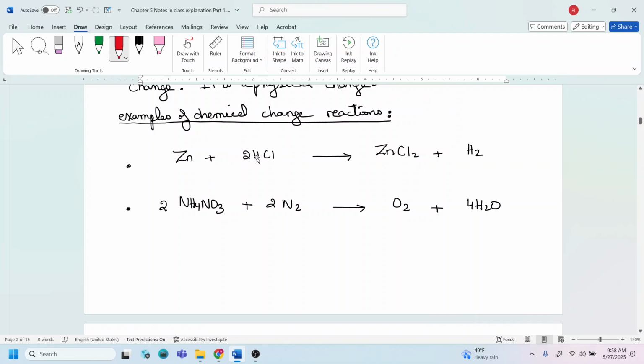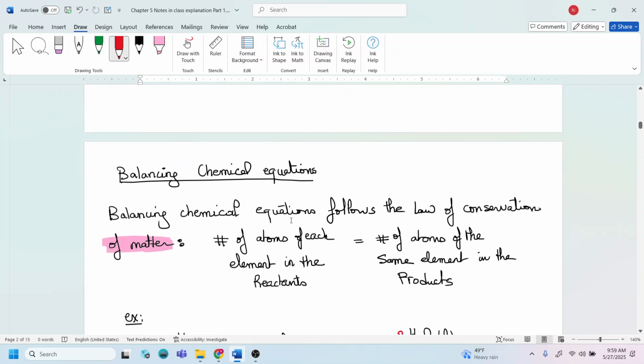I'm reacting zinc with an acid, HCl, hydrochloric acid, and I am forming zinc chloride and hydrogen. The products are completely different than the reactants, so you can easily see that this is a chemical reaction. Same thing here. I'm starting with ammonium nitrite, and I'm reacting it with nitrogen, so I'm forming an oxygen and water. Again, I'm forming completely different products than what I start with, so this is going to be a chemical change reaction.